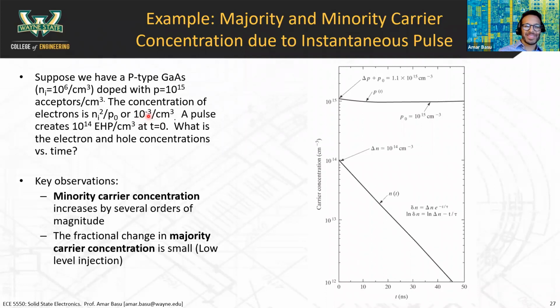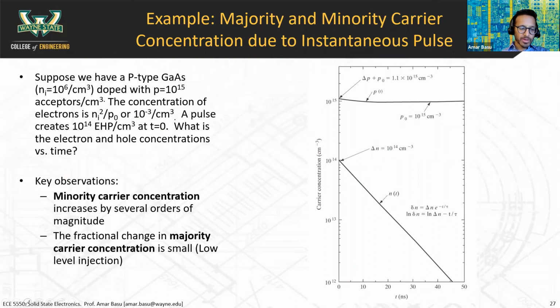notice that with gallium arsenide, which has such a small intrinsic carrier concentration, you can end up having very, very low electron concentrations or hole concentrations in the material. In this case, 10 to the -3 per centimeter cubed. That means in every thousand cubic centimeters, you'd expect to find one electron. Okay. So in this material, a pulse creates 10 to the 14th electron-hole pairs per centimeter cubed at t equals 0. What is the electron and hole concentration versus time?